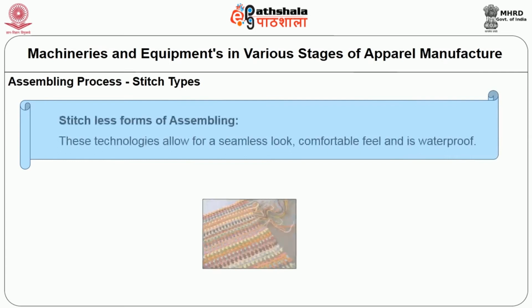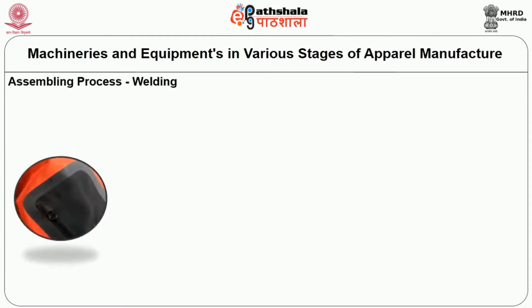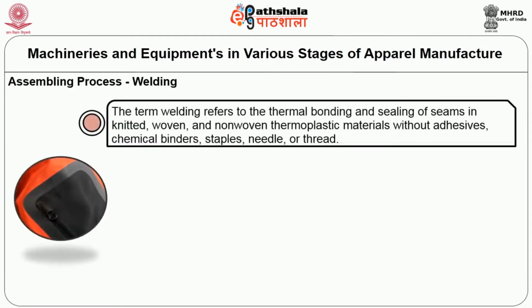And then the next category of machines are the stitchless forms of assembling. We have three classifications under this. All these technologies allow for a seamless look, a comfortable feel, and most of them are waterproof. The first one is welding. The term welding refers to the thermal bonding and sealing of seams in knitted, woven, and non-woven thermoplastic materials without adhesives, chemical binders, staples, needle, or thread.